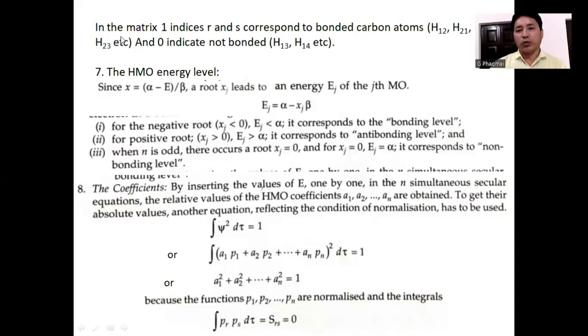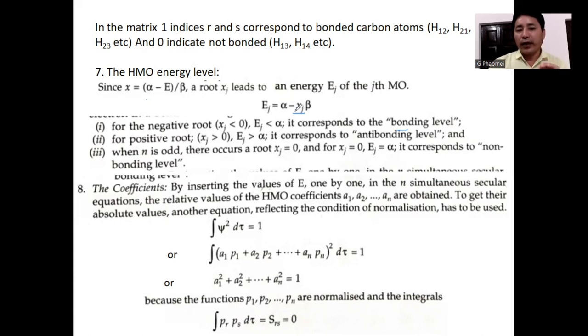So in the matrix, the value of x can be determined. That means the coefficients can be determined. And assumption number 7 is the energies of this HMO. If the value of x is minus, that means less than 0, then you can say there is a bonding level. So the energy levels of the HMO can be determined according to the value of x.